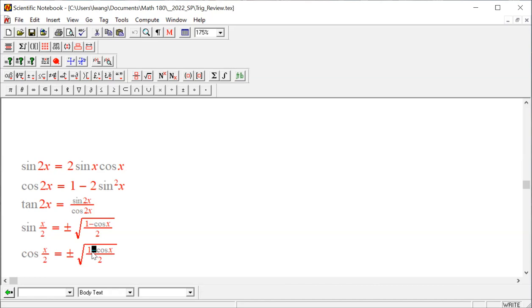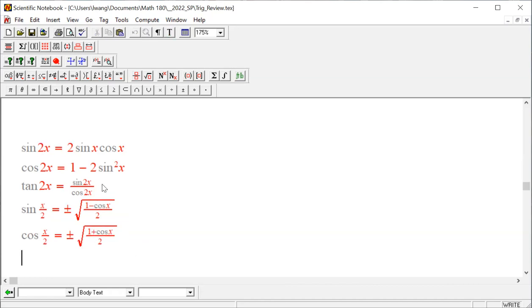Okay, so this is a plus. You can see in this case, we need to determine for tangent half x, the formula is similar, except that this is going to be half x, right? So half x, half angle. Okay, pretty straightforward.